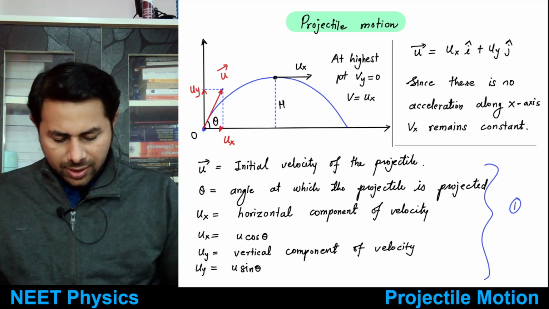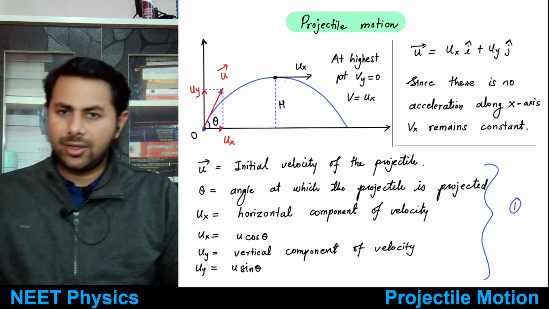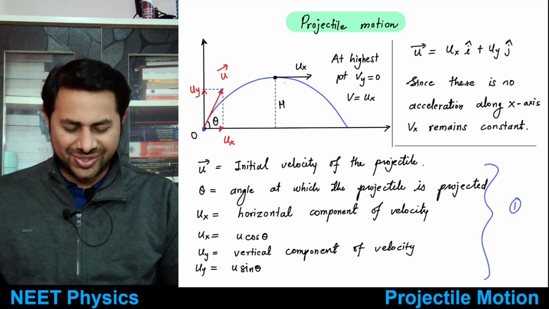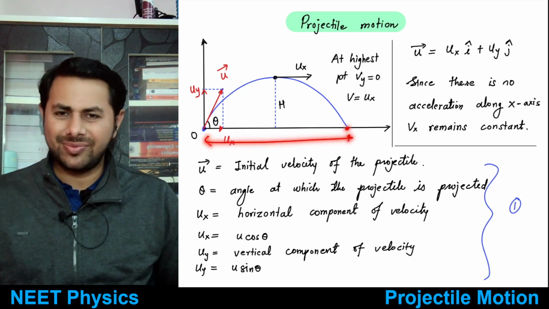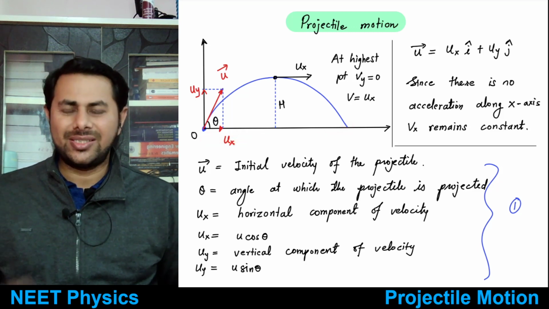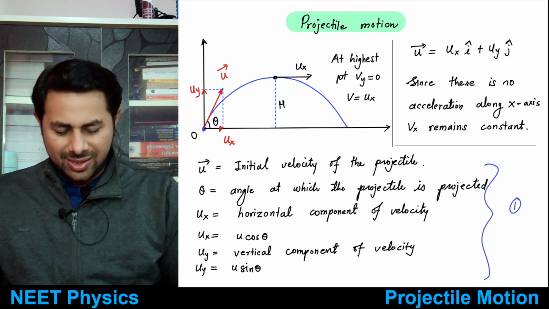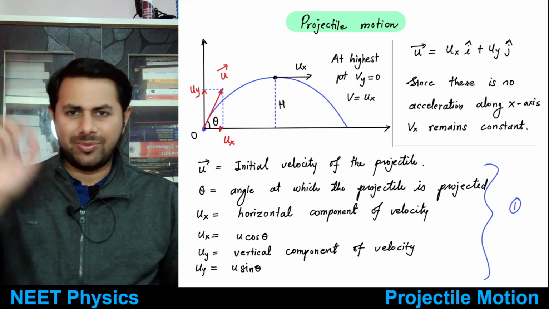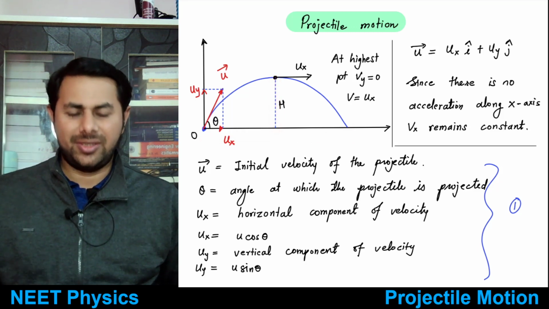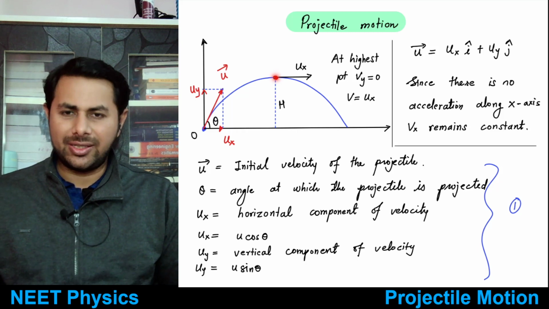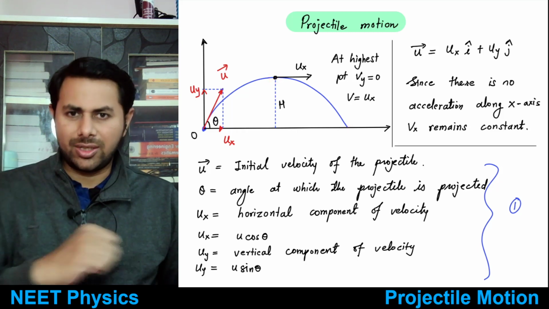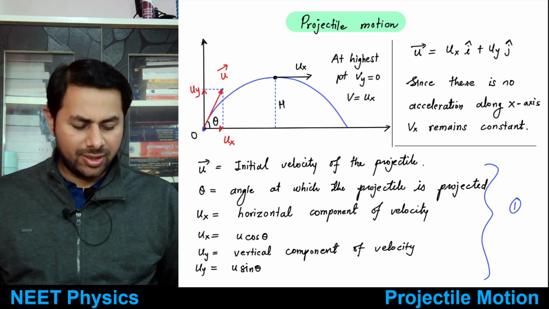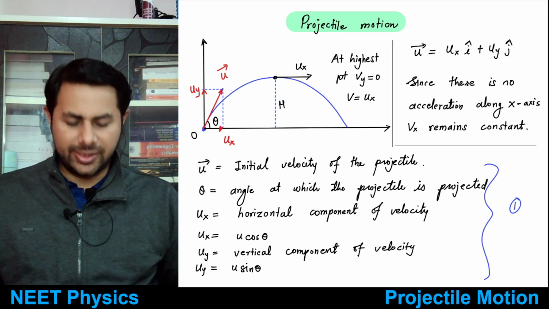Then after that, what time does it take? The time that it takes to go to this point is known as time of flight. The time it takes to attain the maximum height is known as time of ascent. And the time it takes to go from maximum height again to the ground is known as time of descent. So now we want to know all these things.